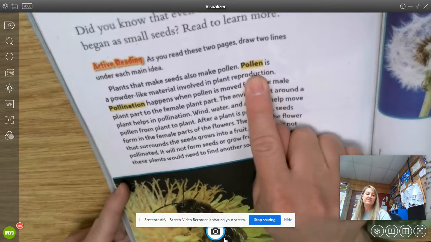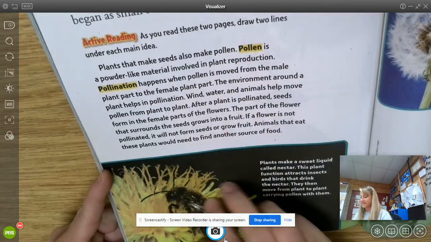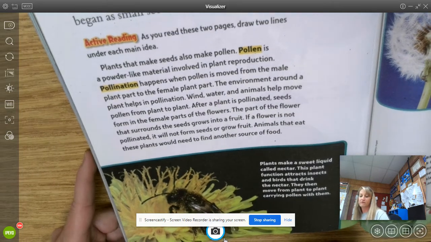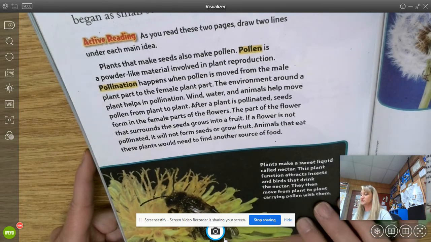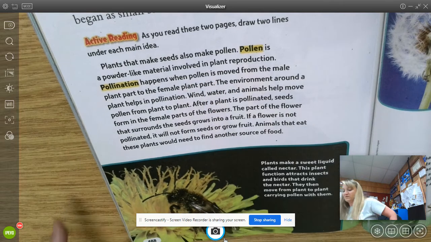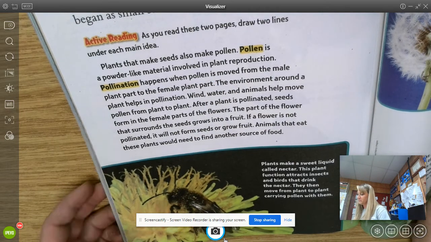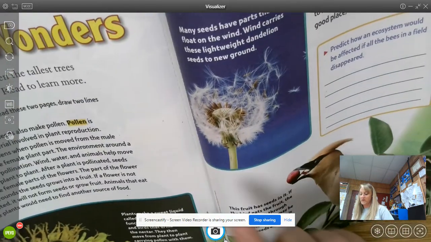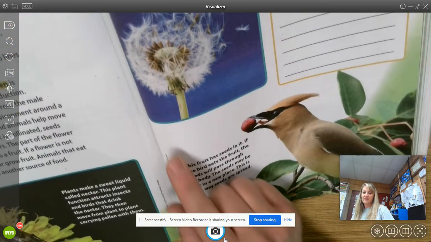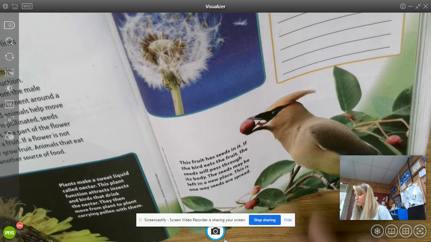Pollen is the yellow stuff that's on the flower that reproduces the flowers and makes more. Pollination happens when pollen is moved from the male plant part to the female. It has to go from one to the other. How does it do this? By wind or by birds. They carry the seeds from one place to another.